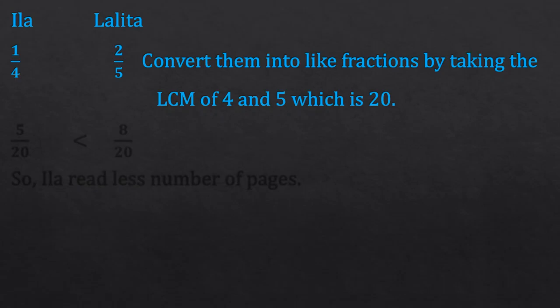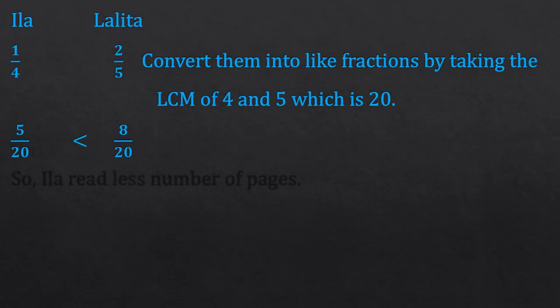Now see Ela first. Ela's fraction is 1 upon 4. We have to make the denominator 20 in place of 4. How will we make it 20? 4 multiplied by 5. So when we are multiplying the denominator by 5, we will multiply the numerator also by 5. It is 5 upon 20.